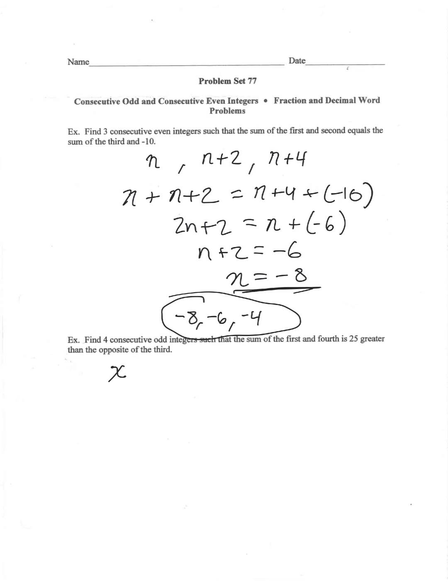Let's use x this time just to shake it up. x, x plus 2, x plus 4, x plus 6, there's 4 of them. The sum of the first and fourth, so x and x plus 6, is 25 greater than the opposite of the third.